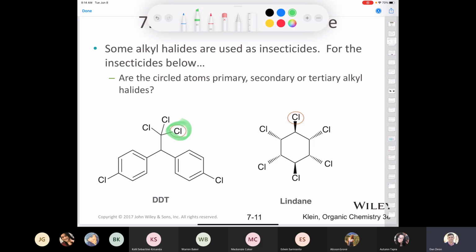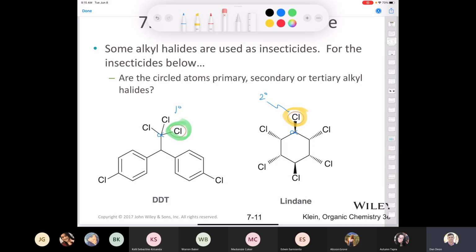This one is actually considered primary because it's only got one alkyl group. Exactly, Mackenzie, right? Because this is our alpha carbon here, and this is the alkyl group here. So this is actually considered to be primary. If you look at lindane, I don't know if anybody here has ever had head lice before, but I wouldn't recommend it. But lindane is used in head lice shampoos pretty often. Anyhow, here's our alpha carbon. Well, you have an R group here, and you have an R group here. So that means that this is secondary. Anyhow, some interesting chemistry behind both of these compounds, which we don't really have a lot of time to talk about.